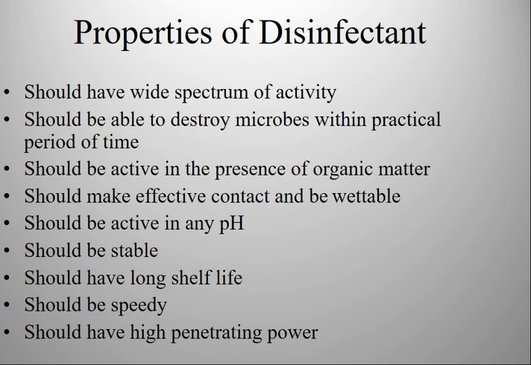Disinfection, we just discussed this concept. A disinfectant is a chemical used for disinfection. We will discuss certain properties of a disinfectant. Not all chemicals can be called a disinfectant. It should possess certain properties. First property is that the disinfectant should have a wide spectrum of activity, meaning it should be effective against a variety of microorganisms. It should be effective against gram positive, and against gram negative. Likewise, it should have a broad spectrum of activity.